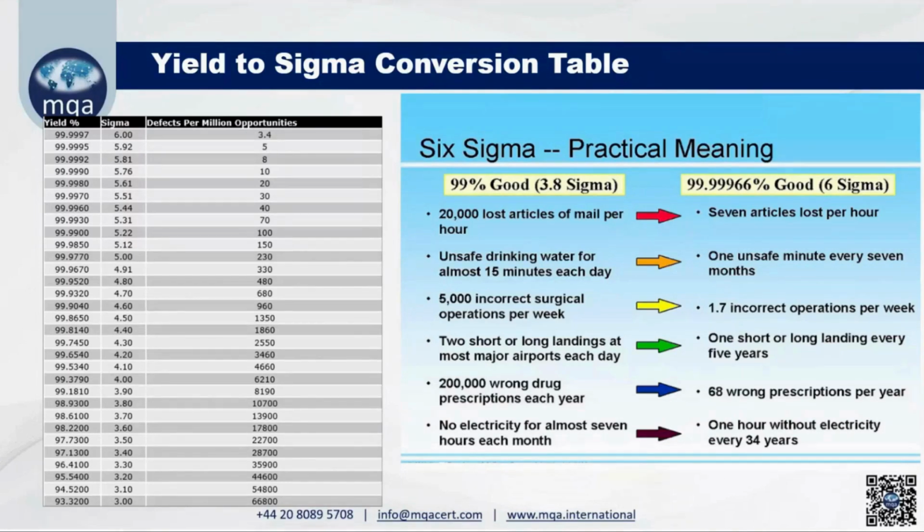So only 3-4 defects will be produced when we produce 1 million parts. Similarly, this table shows that as we go higher from 3 to 6 sigma, the defects are reduced. Now, the practical meaning of 6 sigma: see the simple example here. 99% good means we are at 3.8 sigma.